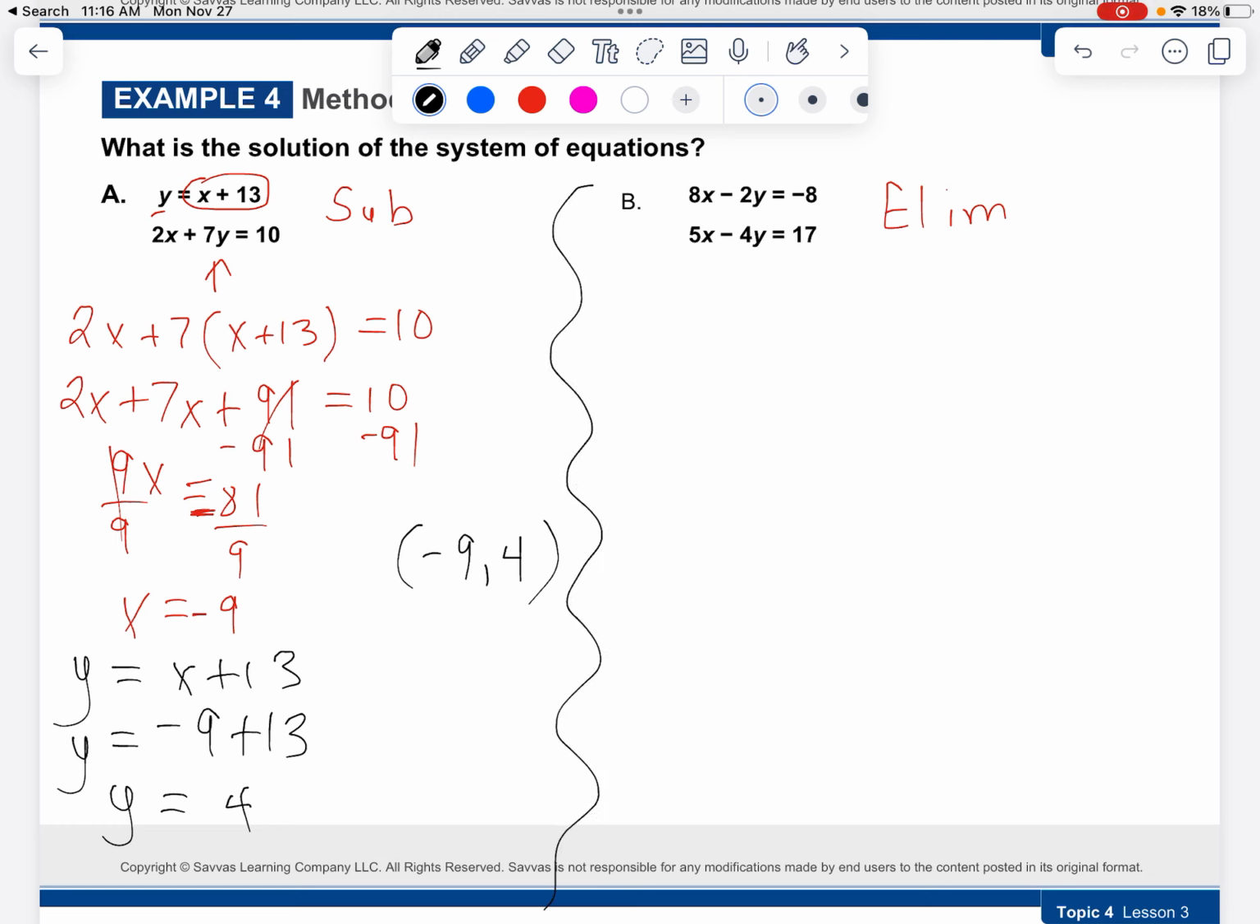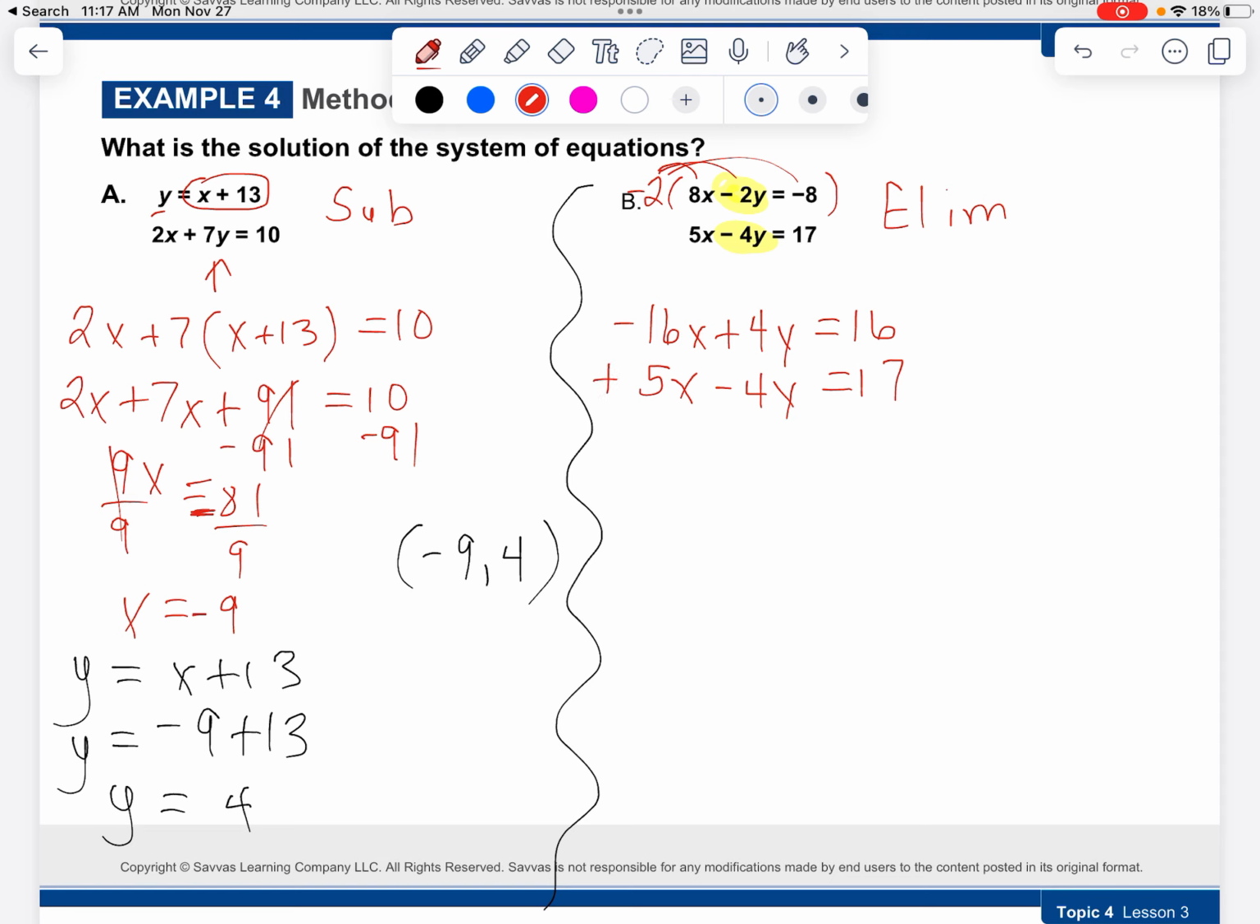Part B, we're going to use elimination. Looking at our coefficients on y, I have a negative 2 and a negative 4y. If I multiply this first equation by negative 2, it's going to give me a positive 4y, which will cancel with that negative 4y. So my new system, distributing this negative 2, is negative 16x plus 4y is equal to 16. The second equation, we didn't do anything with it, so we just bring it down.